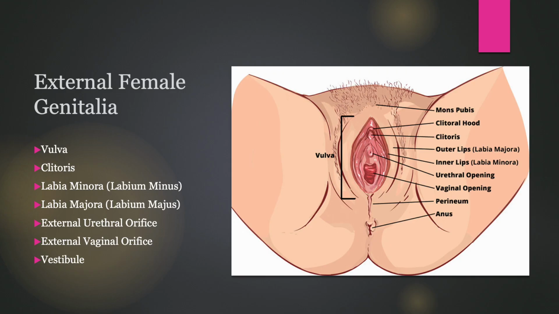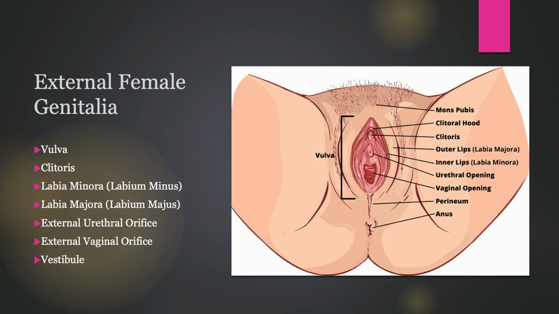So yeah, if you look at the photo and you follow the line, that's where the urine comes out of, that little area. Then we have the external vaginal orifice. Again, fancy way to say vaginal opening. So if you follow the line to that dark reddish circle area, that's the opening to the vagina.